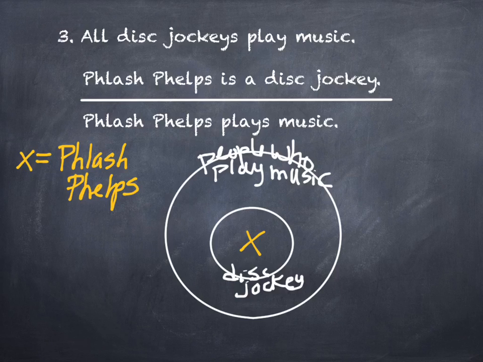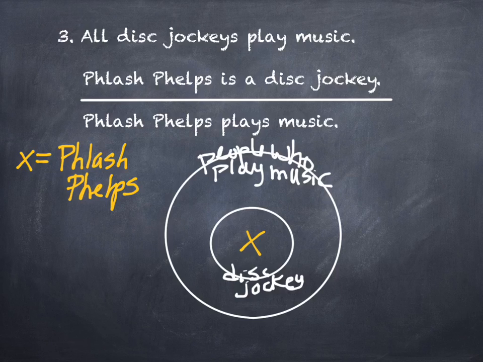No, he can't. Because it says he's a disc jockey. If you put that X outside of the disc jockey circle, then he's not a disc jockey. So he can't go in the outer circle. He can't go on the outside of both circles. He can't go anywhere else except for this one location. There's only one X in this diagram.